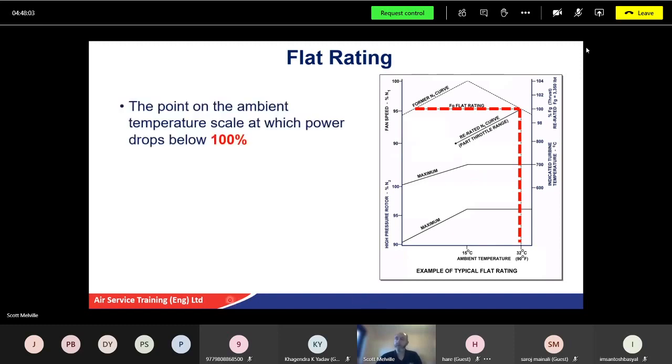So this is what we call flat rating. The point of the ambient temperature scale at which power drops below 100%. So anything above that will be less than 100% power available.